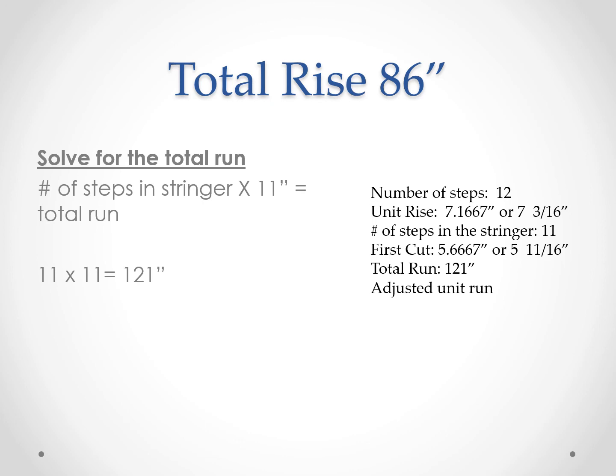Okay, now we're going to solve for the total run. Again, the total run is just the distance that these stairs are going to come out in a total distance. We take the number of steps in a stringer, which in this case is 11, and we multiply it by 11 in this case because 11 inches is our comfortable step. So 11 times 11 equals 121 inches. So 11 steps that measure 11 inches come out 121 inches.